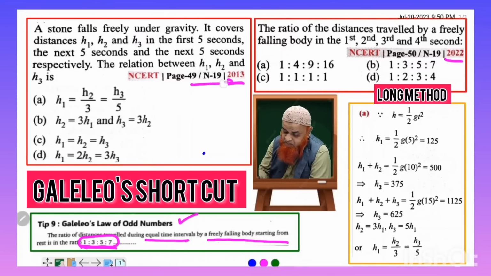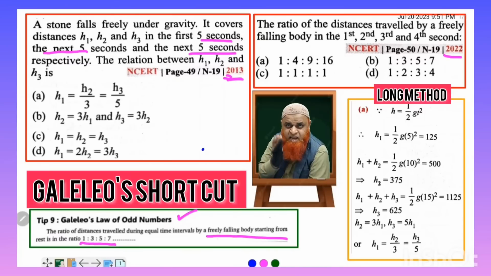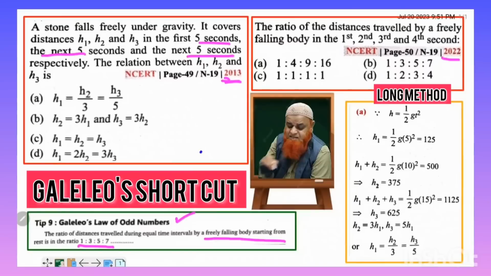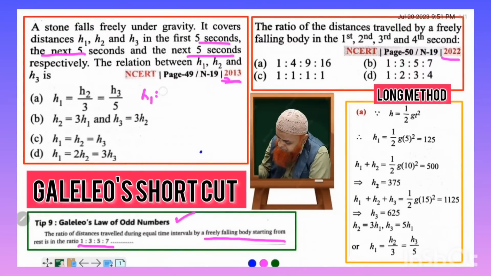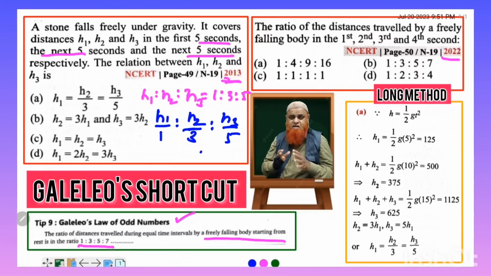So in this 2013 question, he is asking us to find the relation between H1, H2, H3, in the first 5 seconds, second 5 seconds, and third 5 seconds. In equal intervals of time, Galileo already said that H1 is to H2 is to H3 is equal to 1:3:5. So you can write this as H1 by 1 is to H2 by 3 is to H3 by 5. Directly you can write the answer and you get the solution.